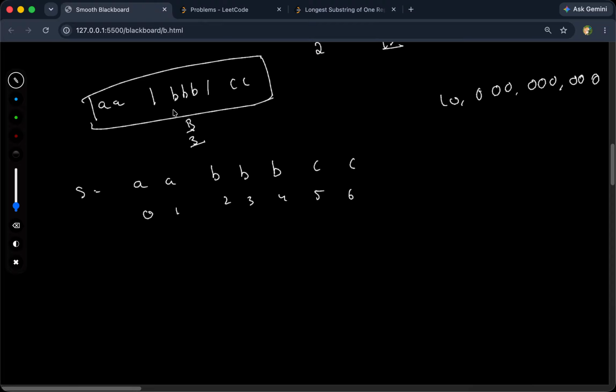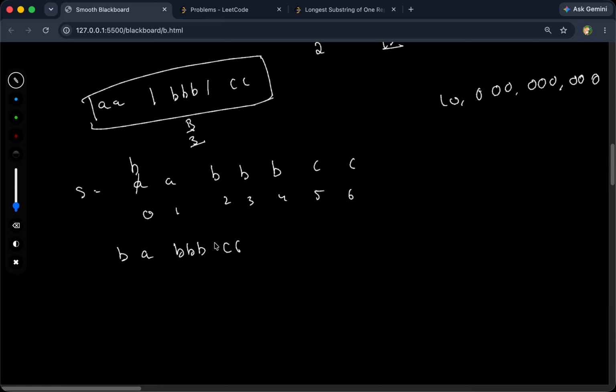Now see, we get a query. Suppose the query says index 0 and new character is B, so we have to update index 0 with B. This means we go to index 0 and replace A with B. Before, it looked like this; after replacing, it looks like this: B A B B B C C.